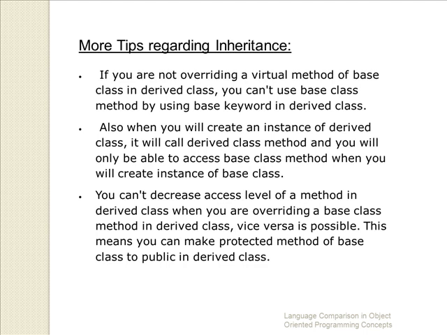You cannot decrease the access level of a method in a derived class when you are overriding a base class method, but the vice versa is possible. This means you can make a protected method of the base class public in the derived class.